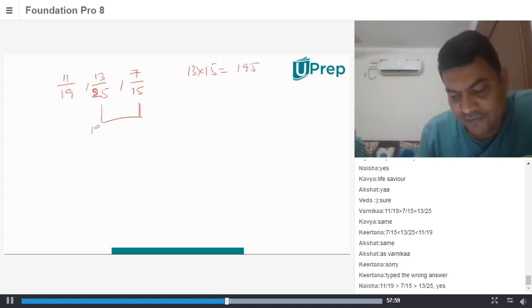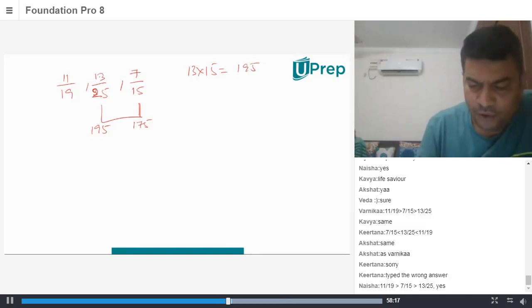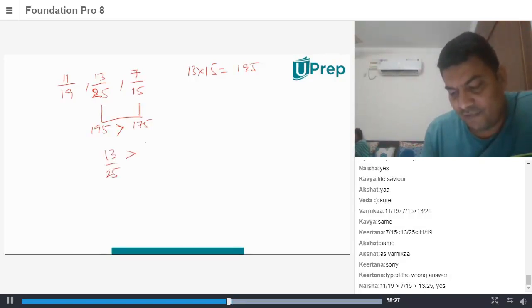You have 195 this side. 25 sevens is how much? 25 eights is 200, so sevens will be 175. Right? So which is greater? Immediately you know between these two, this is greater. So you know that 13 by 25 is greater than 7 by 15.